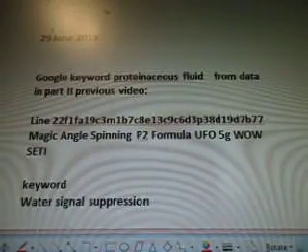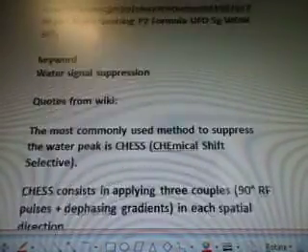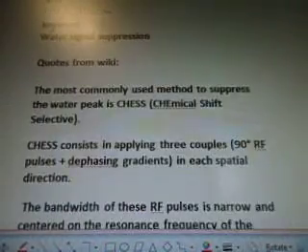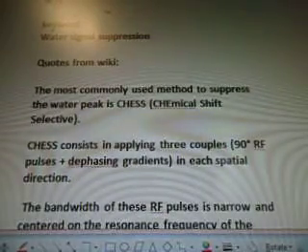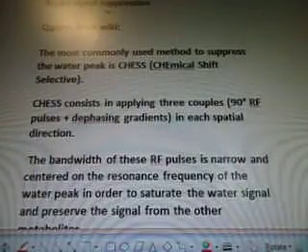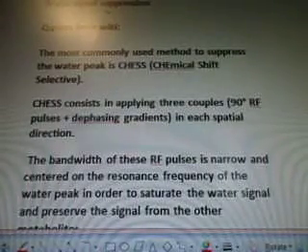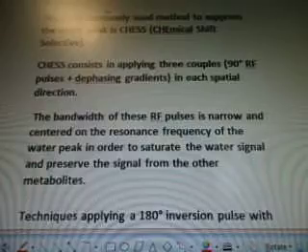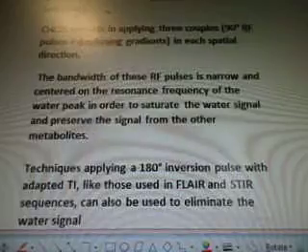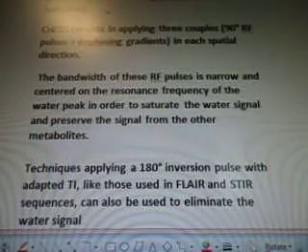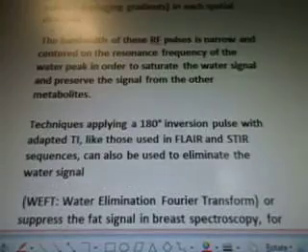So I'm going to Google the keywords potentious fluid from data in part 2 previous video from magic angle spinning part 2 formula video. The keyword that came up was water signal suppression, so I want to know what that was. So quotes in Wiki, the most commonly used method to suppress water peak is CHESS, chemical shift selective. CHESS consists in applying 3 coupled 90 degrees RF pulses plus dephasing gradients in each spatial direction. The bandwidth of these RF pulses is narrow and centered on the resonance frequency of the water peak in order to saturate the water signal and preserve the signal from other metabolites.